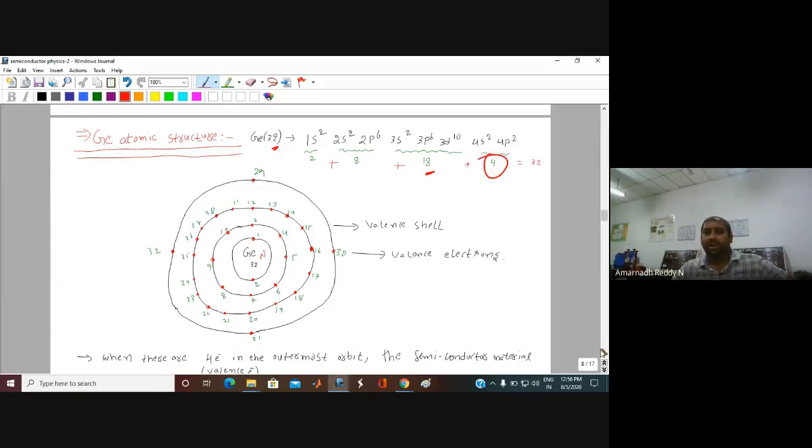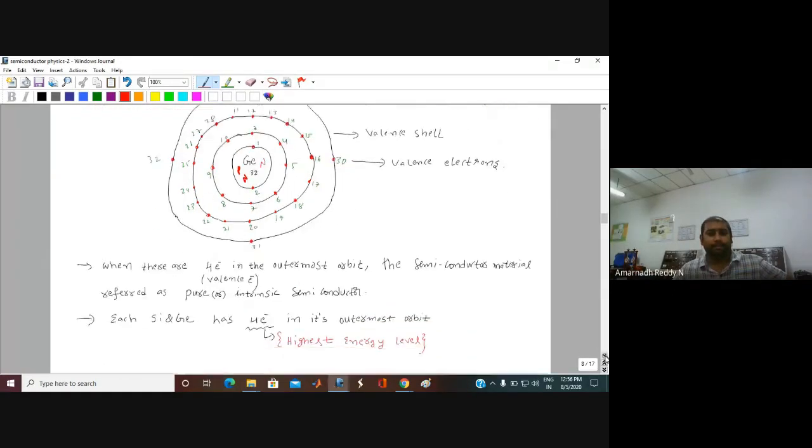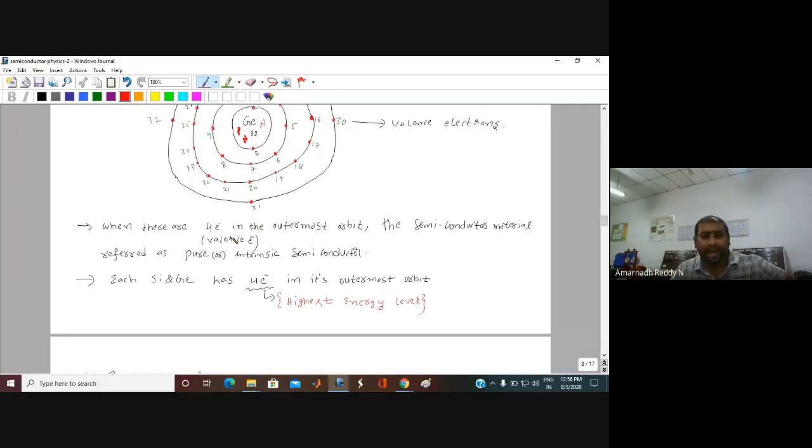Four electrons, semiconductor materials. Now, the nucleus we already know, no need to discuss. In the valence shell we have valence electrons. For our understanding, I draw this. When there are 4 valence electrons in the outermost orbit, the semiconductor material is referred to as a pure or intrinsic semiconductor. We'll see the classification in the next class: semiconductors are classified into 2 types, pure and impure.